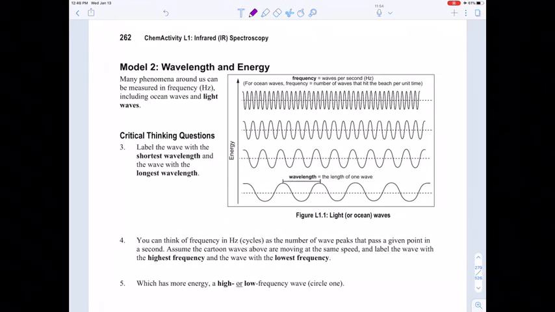Wavelength and energy are closely related. Many phenomena around us can be measured in frequency, including ocean waves and light waves. Label the wave with the shortest wavelength and the wave with the longest wavelength. Okay, hopefully that's nice and easy for you. On the top here we have the short wavelength. On the bottom we have the long wavelength. I know that because of this distance.